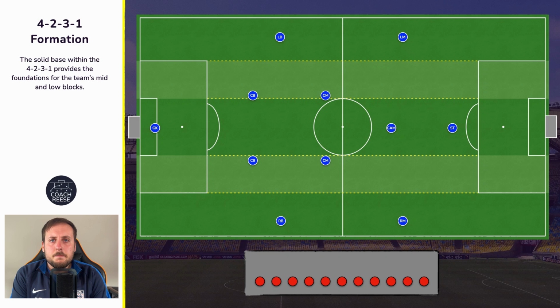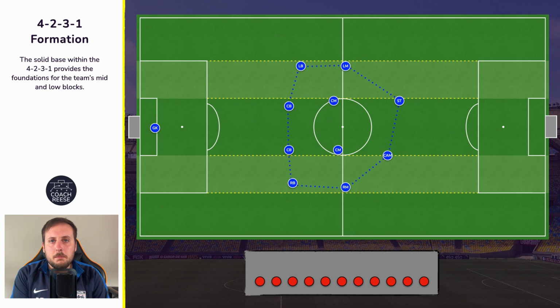Let's get started. When we're thinking about the 4-2-3-1, the natural shape gives the formation a really solid base, and this is created through the two centre-backs and the two central midfielders. When a team using the 4-2-3-1 moves into their mid-block, it will commonly be one of two shapes. It will either be a 4-4-2 or a 4-4-1-1. This will see our wingers move alongside our double pivot and in front of our defensive unit. This gives us our two lines of four. Then it just depends on how the team choose to position the striker and the attacking midfielder.